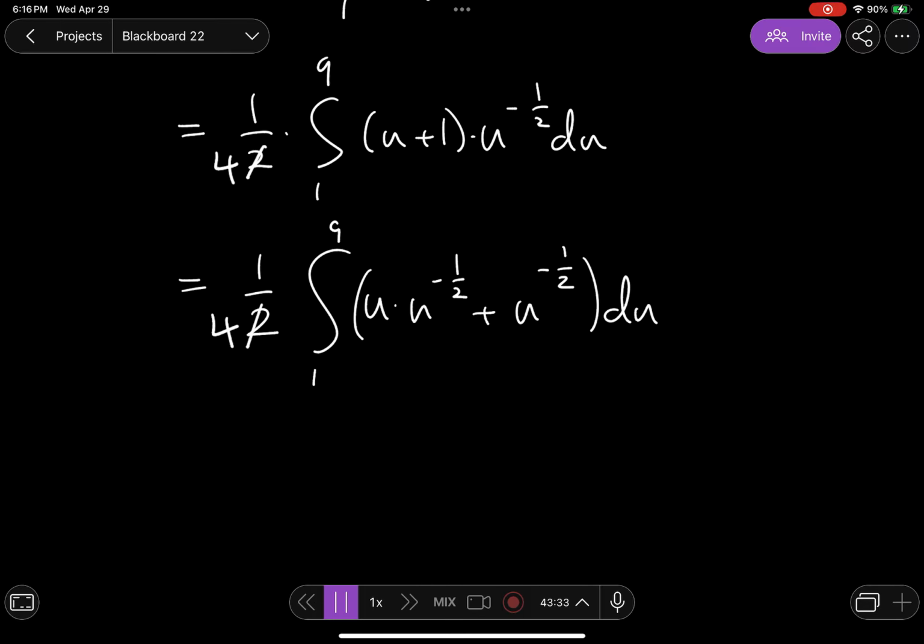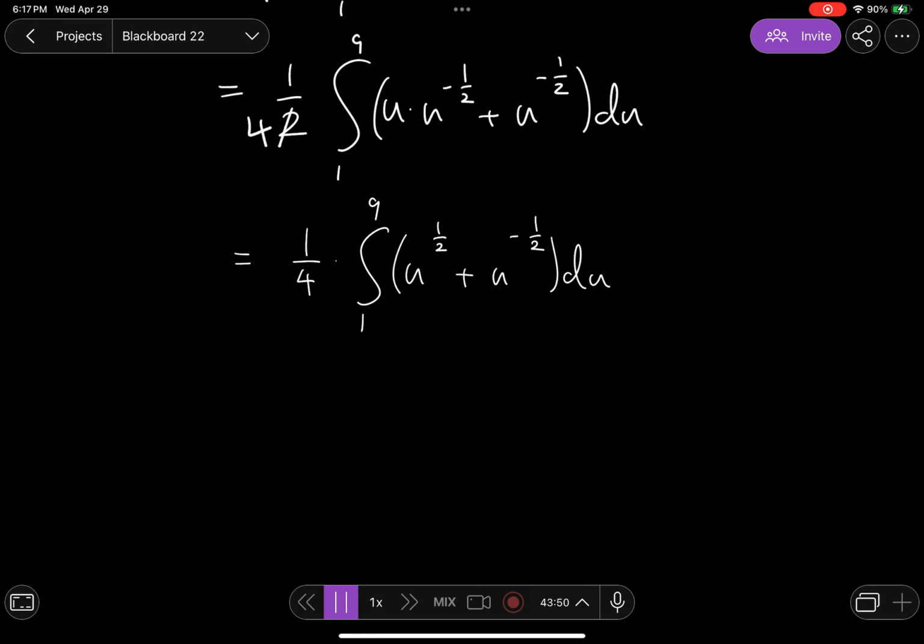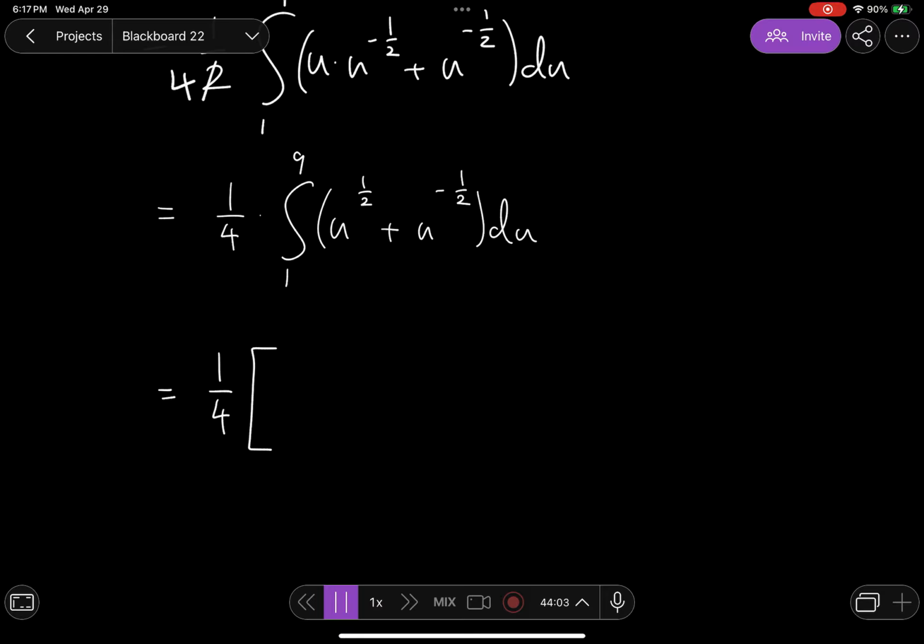All right. That is the same thing as 1/4 times, okay, so check this out. That is the integral from 1 to 9 of u to the 1/2 plus u to the negative 1/2 du. Watch this notation. I need a function whose derivative is this thing right here. I'm going to write 1/4, and then I'm going to open up a bracket like this. This is simply notation, and I'll show you what it means if you don't remember.